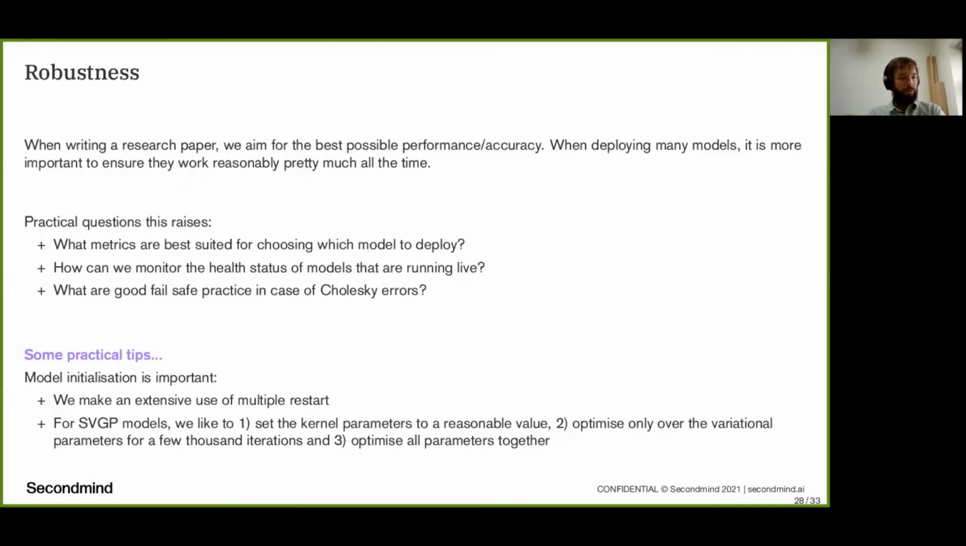Another thing that we do, and I call that the Alan Soul trick because I learned that from Alan, is for SVGP models, we first set the kernel parameters to a reasonable value, then we optimize over the variational parameters for a few thousand iterations while keeping the kernel parameters fixed, and then we optimize all parameters together. This is because when you initialize the model, you usually have a big mismatch on the variational parameters. So if you start optimizing everything at once, then you have a huge gradient on the kernel parameters, and you may end up in a domain of the space that is not good at all, and it's difficult to recover down the line when you optimize the model.